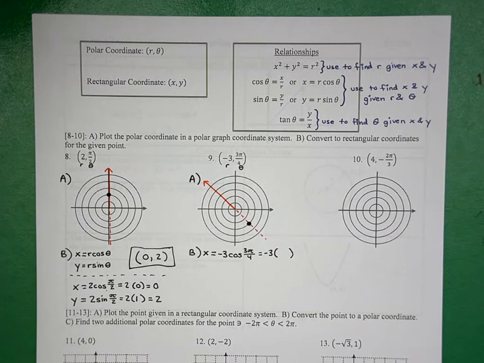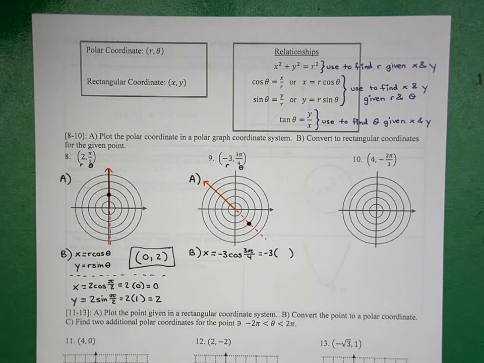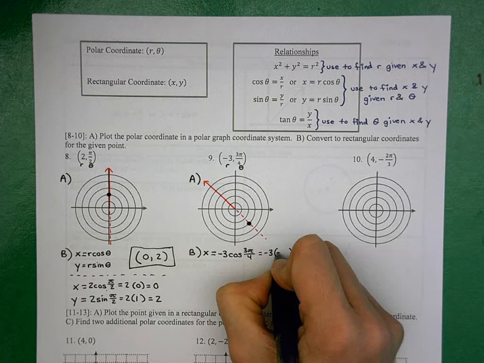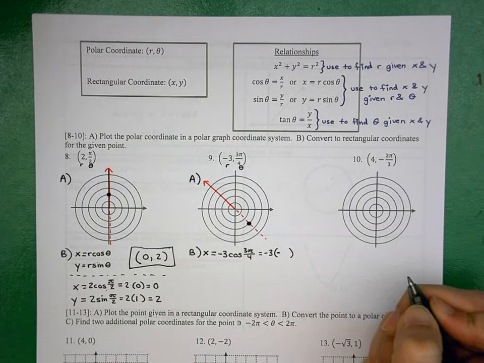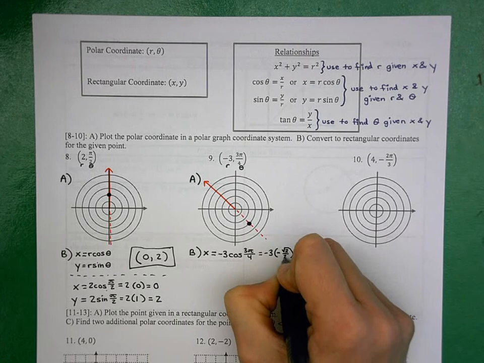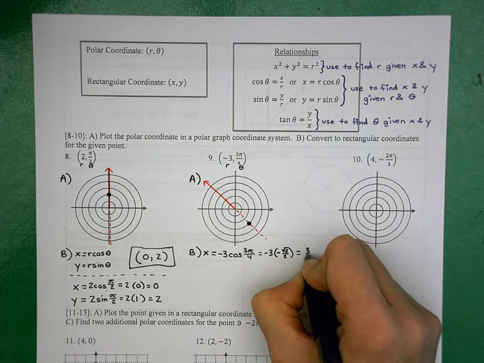Well, 3 pi over 4, remember, is in the second quadrant. Cosine, therefore, would be negative. All Students Take Calculus, so sine is positive in the second quadrant. So we have a negative number here. And it's the pi over 4 angle, so what's the cosine of pi over 4? That would be √2 over 2. And so my x is, negative times a negative is a positive, 3√2 over 2.